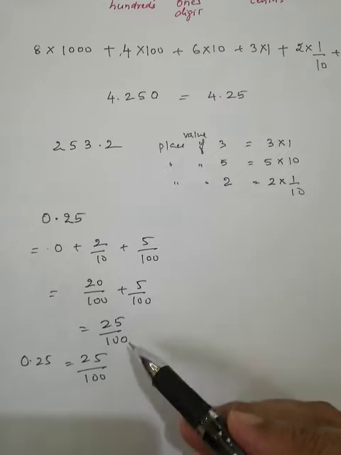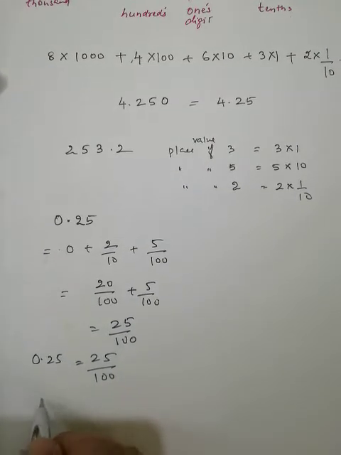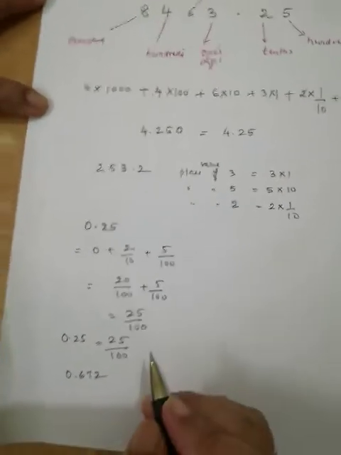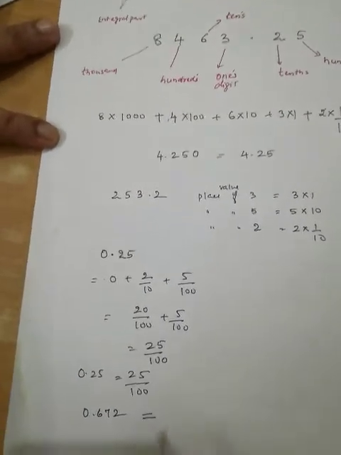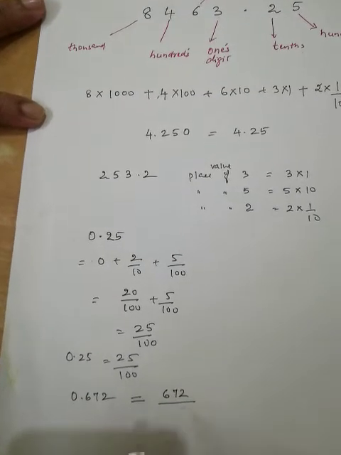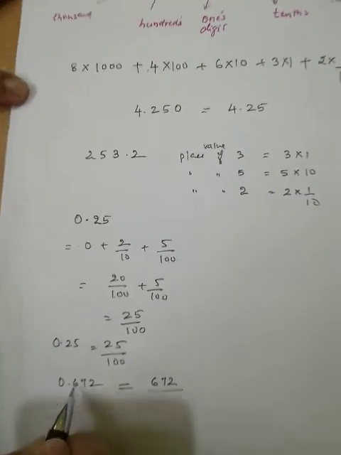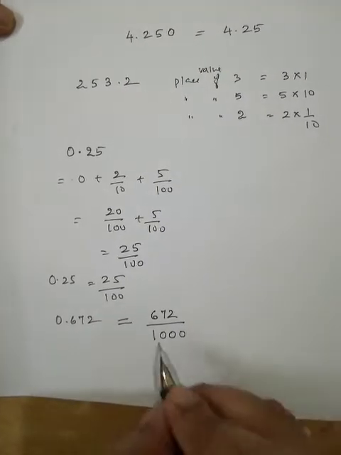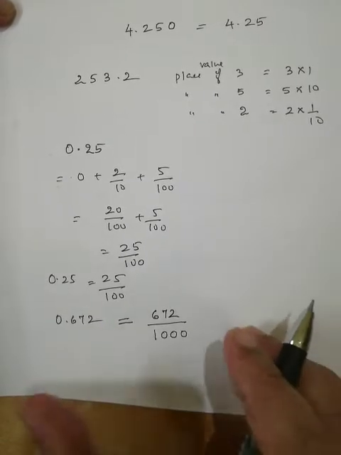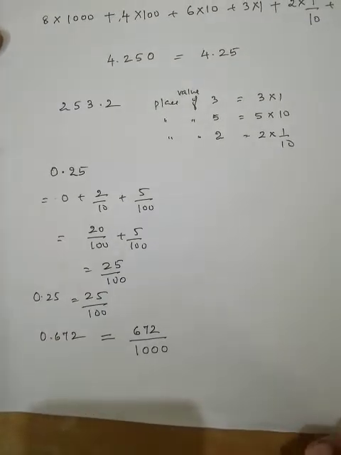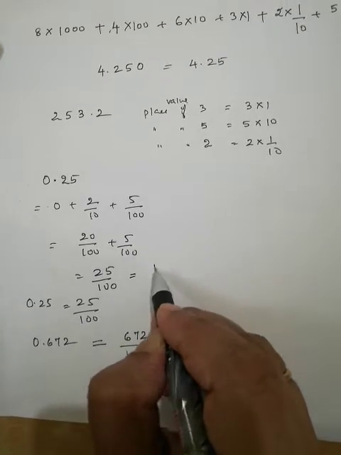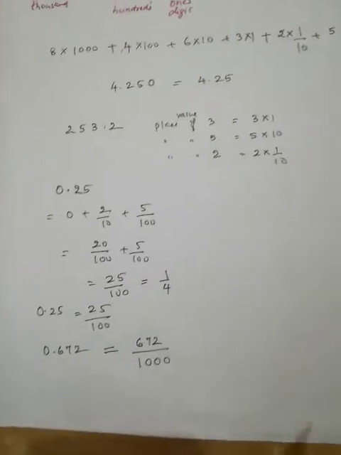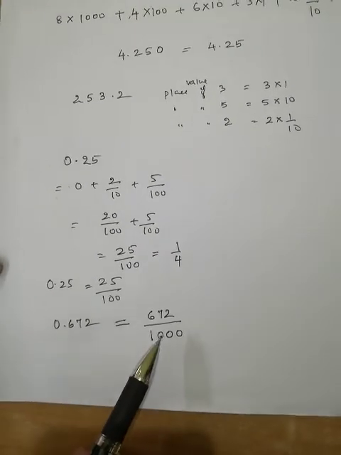So there is no need of doing all this. This is just for an explanation. Suppose you had to write 0.672, this you have to change into fraction. Okay, so what you will do? You can write it as 672 divided by, after the decimal point, how many digits are there? 1, 2, 3. So it will be 1000. 672 by 1000. This is the way, and then you have to bring it into the lowest terms. So 25 by 100 can be written as 1 by 4. Similarly, this also you can bring into the lowest terms. So this is how you change the decimal into a fraction.